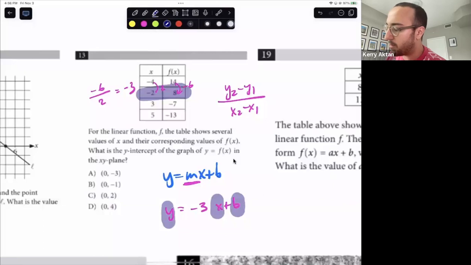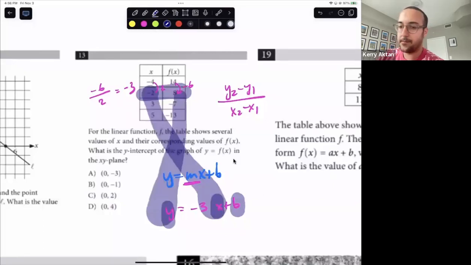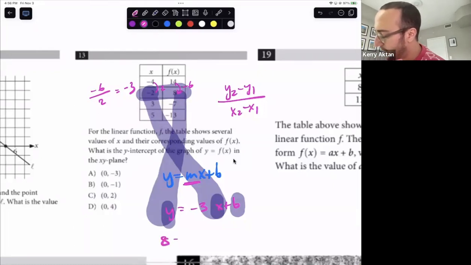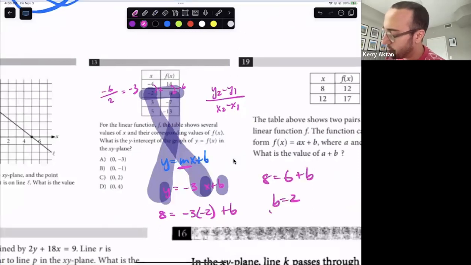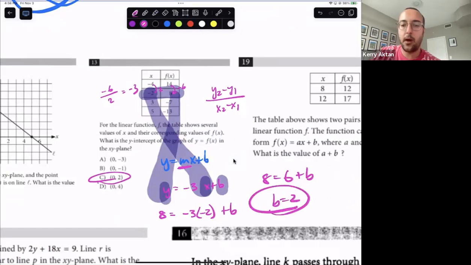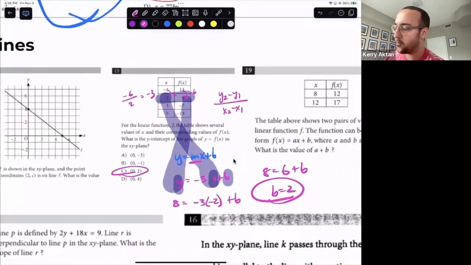Remember, when you have a coordinate, plug it in. Right? So this is really plug in any coordinate. I have 8 equals negative 3 times negative 2 plus b. At which point, that's really 8 equals 6 plus b. B equals 2. Oh, wow. The y-intercept was C. Y-intercept was 2. Cool. Any questions on that?